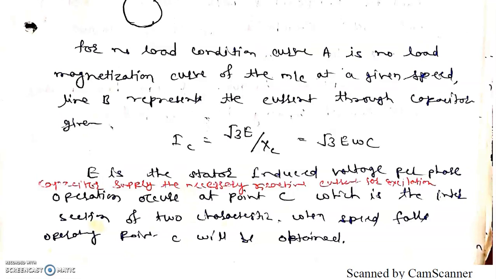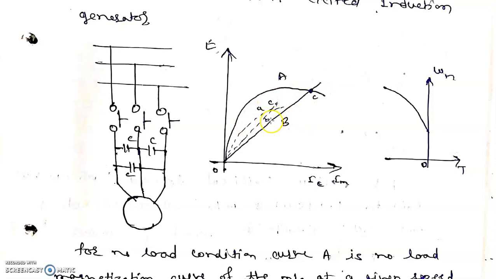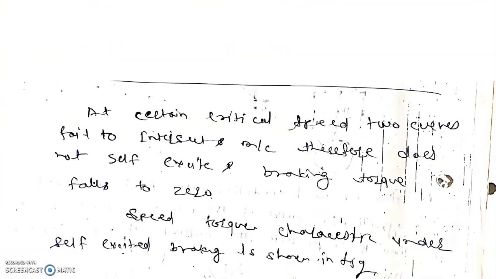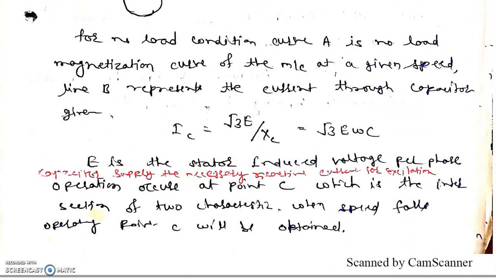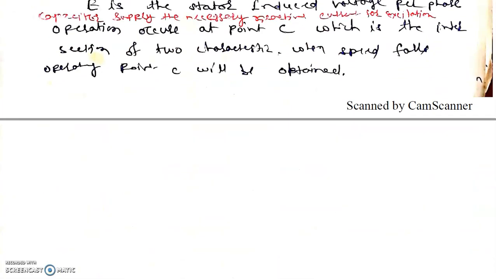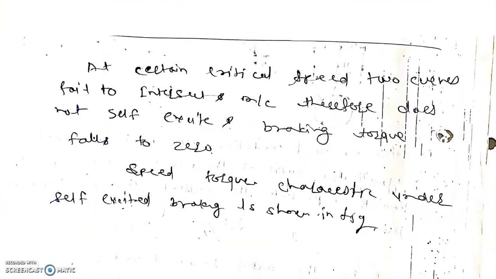As the speed falls, the operating point C shifts downward. You can see this is small a, small b, and small c, and this is the operating point C. After some time, when the speed falls, a condition will occur when both the curves fail to intersect and the machine therefore does not self-excite and the braking torque falls to 0. This is the condition where the machine torque becomes 0, and this is the speed torque characteristic for this mode. So this is all about the self-excited braking.